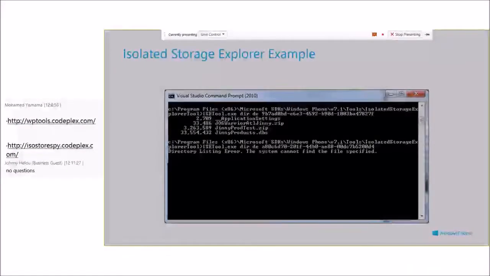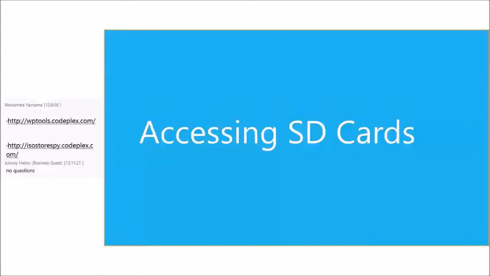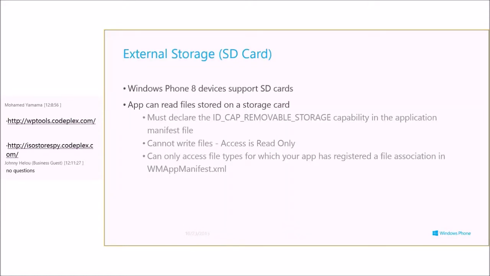Okay. So accessing the SD cards. This is one new feature in Windows Phone 8.0. It's the ability for an application to read files from a storage card. This feature is targeted at enabling side loading of large app data files such as maps and large data sets. You can even install files from the store on your SD card.